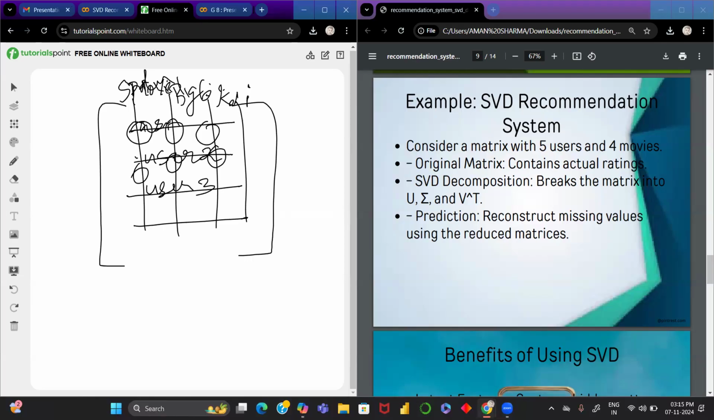And the ratings given by the user would be here. User one, the rating given by user one for Manjummel Boys would be there. User two, the rating given by user two for Manjummel Boys would be there, and so on.